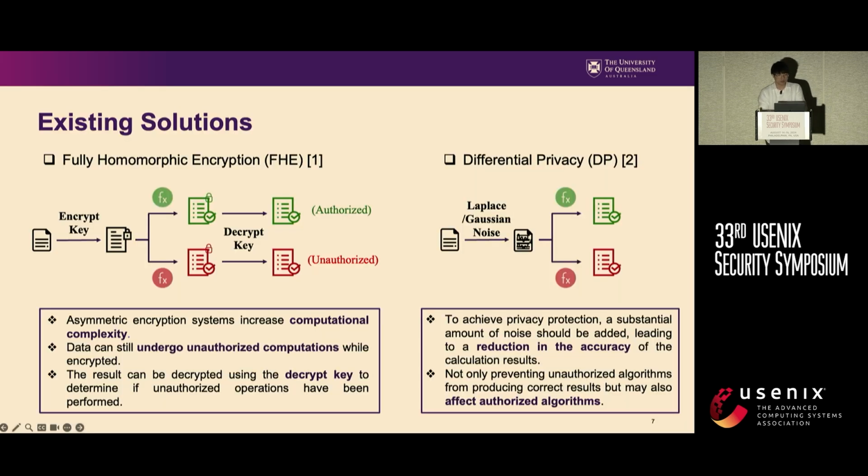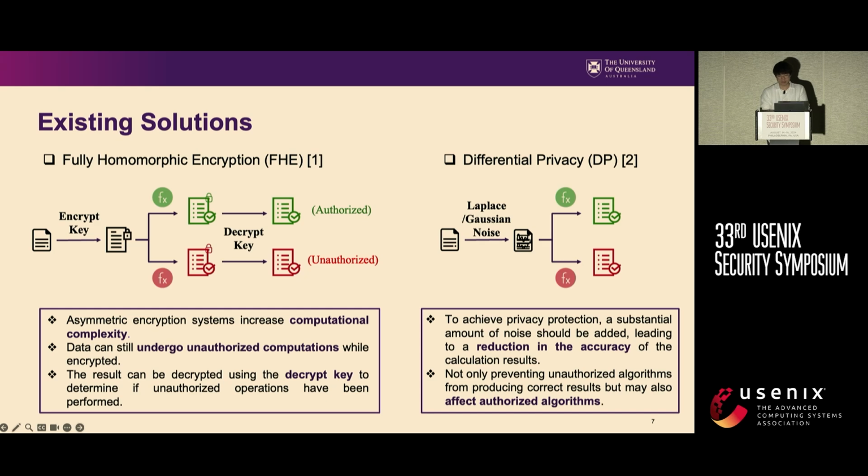There are existing solutions trying to guarantee that the purpose limitation principle holds. The first one is fully homomorphic encryption. Here is the basic workflow. The original data is first encrypted into ciphertext using an encryption key. When an authorized algorithm is applied to the ciphertext, it produces an encrypted result. This result can then be decrypted using a decryption key to reveal the plaintext result. However, if an unauthorized algorithm is applied, the adversary will still only get an encrypted result.